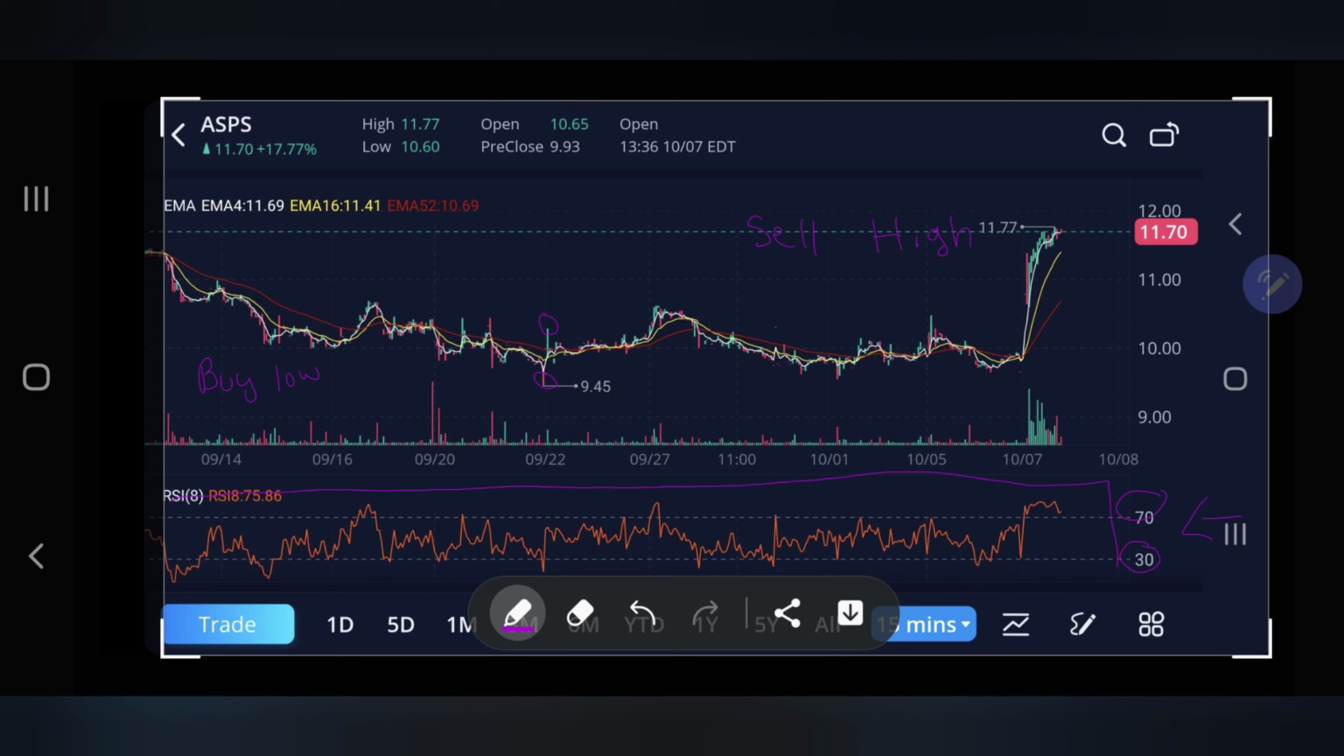Okay, and now I'm just going to circle some examples of the high points and low points on here, when to buy and sell. And this is just an example chart.